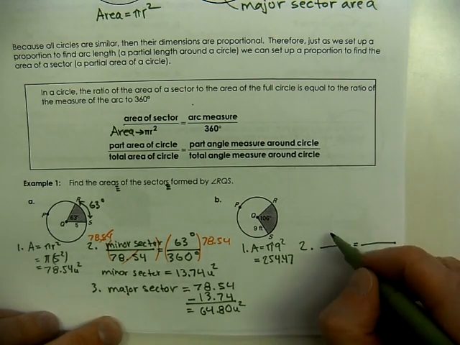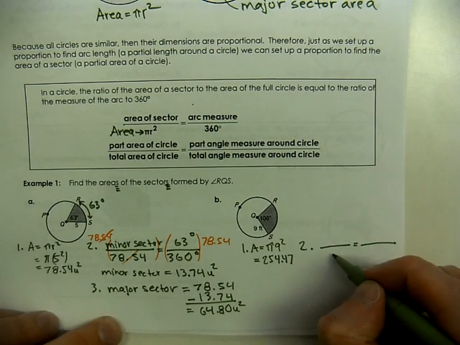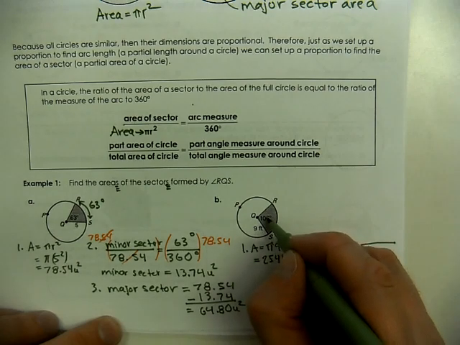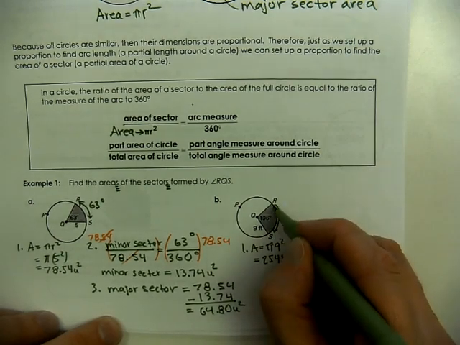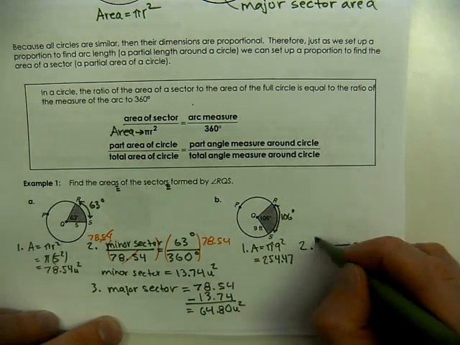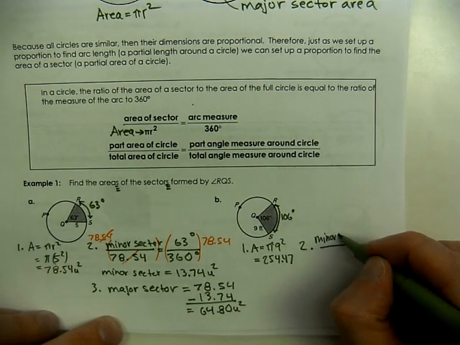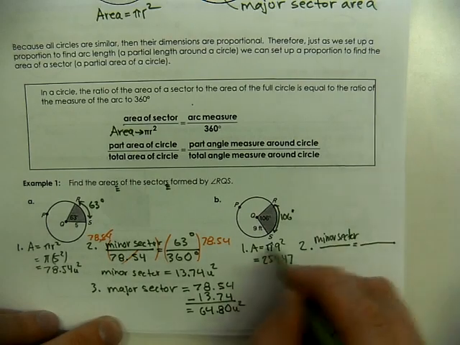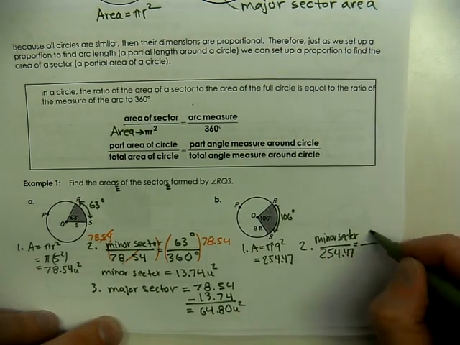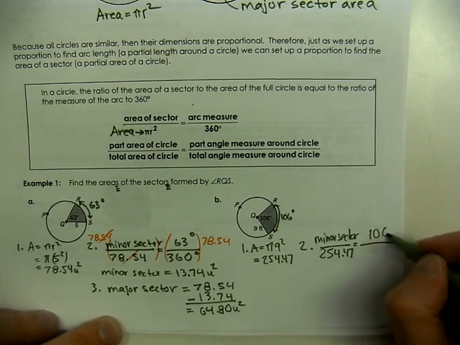Step number 2, set up the proportion. We want the sector over the total area. And the shaded sector has the information of the 106 degrees, so that's where we're going to start. It has an arc measure of 106 degrees. So this will be the minor sector over the total area equals the 106 degrees over the 360 degrees.